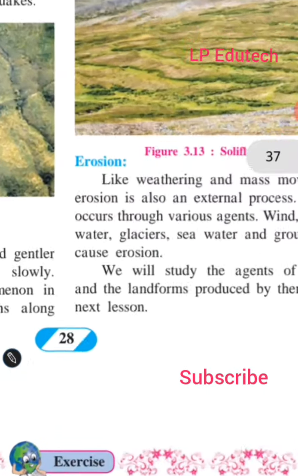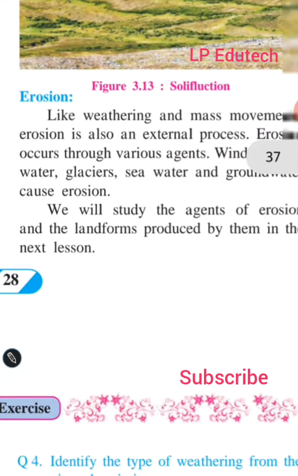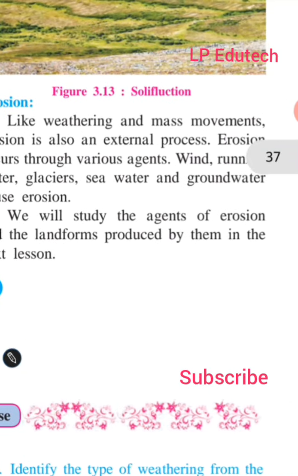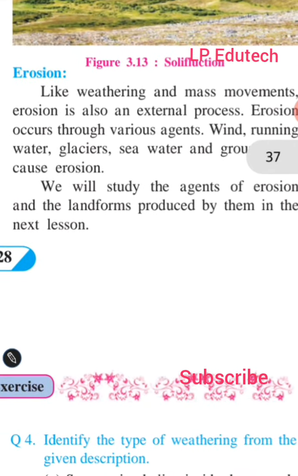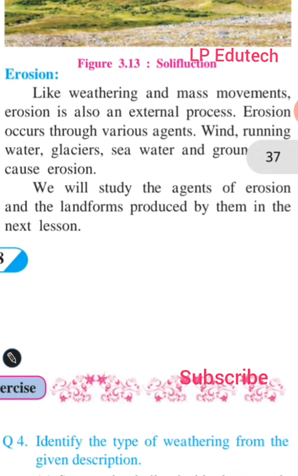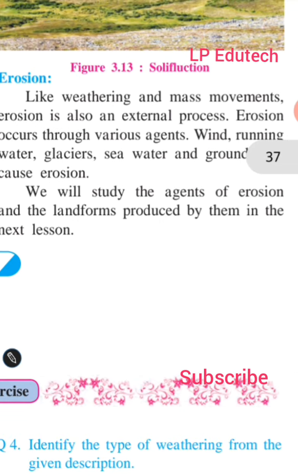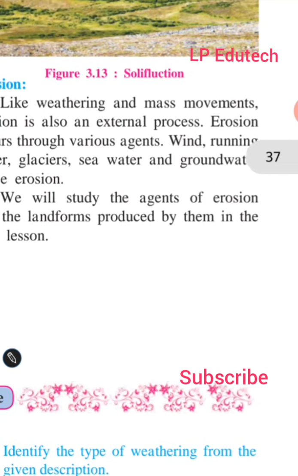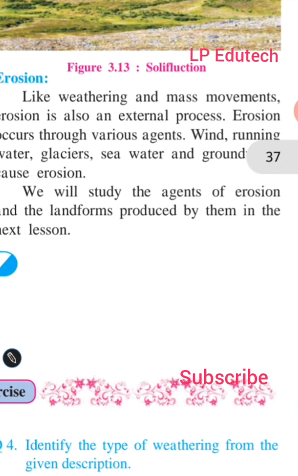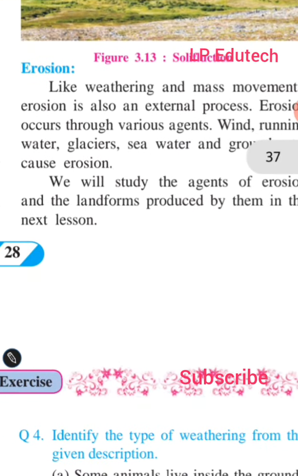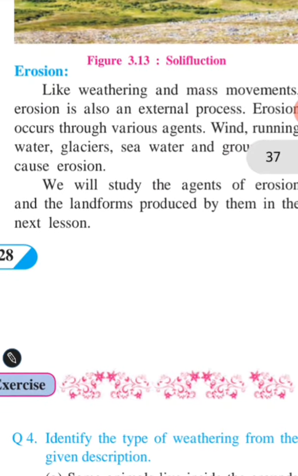The last point is erosion. Like weathering and mass movement, erosion is also an external process. Erosion occurs through various agents: wind, running water, glaciers, seawater, and groundwater cause erosion. We will study the agents of erosion and the landforms produced by them in the next lesson.